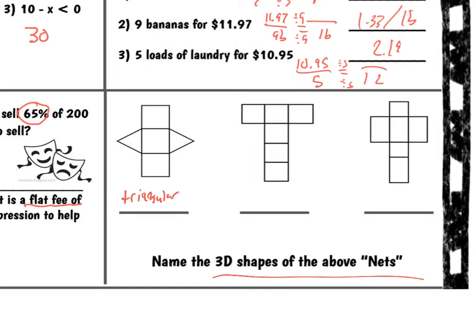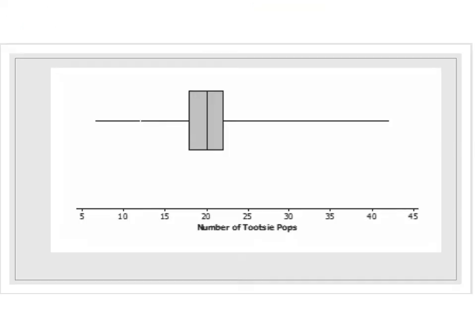Ooh, or is it a prism? I think it's a prism, actually. Triangular prism. This is a cube, and this is a rectangular prism. Cool. We're going to jump right in.